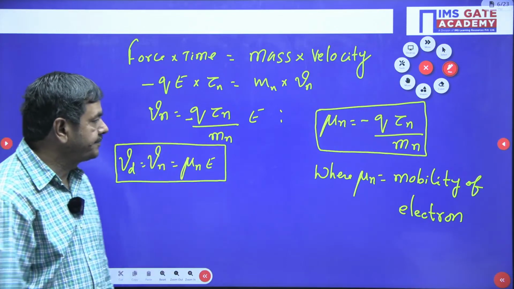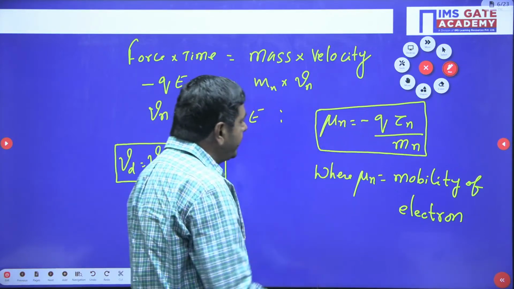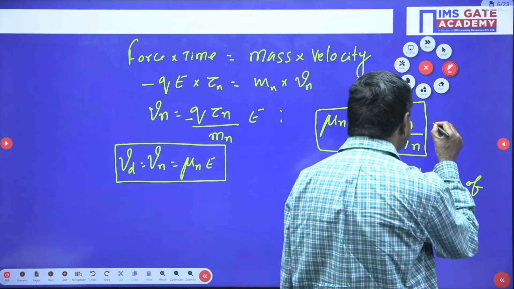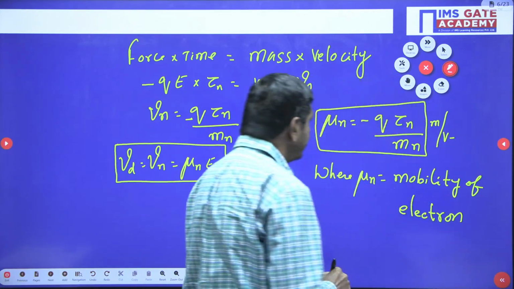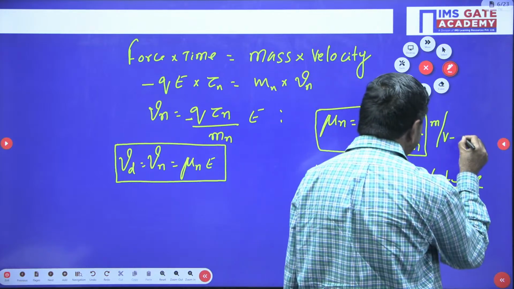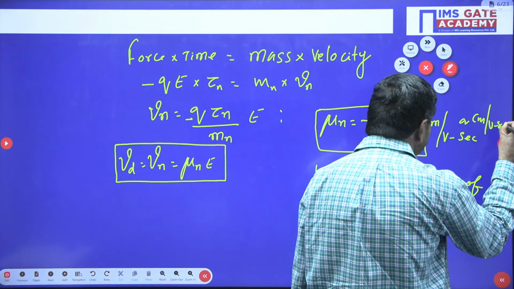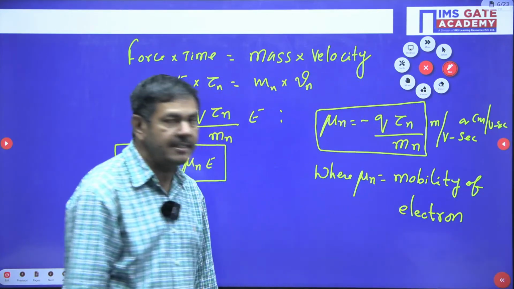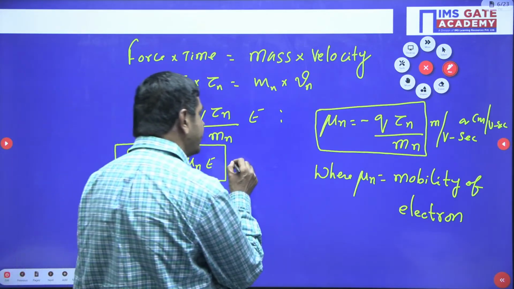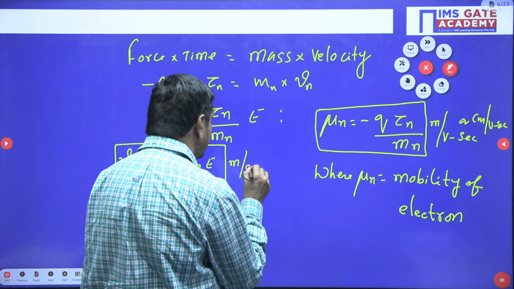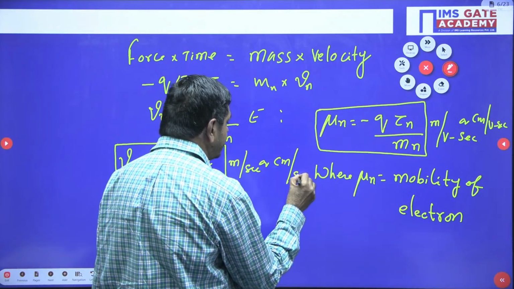What units are to be taken? Mobility of electron is taken as meters per volt second, or centimeters per volt second, it is allowed. Drift velocity we know is meters per second, or centimeters per second is also accepted.